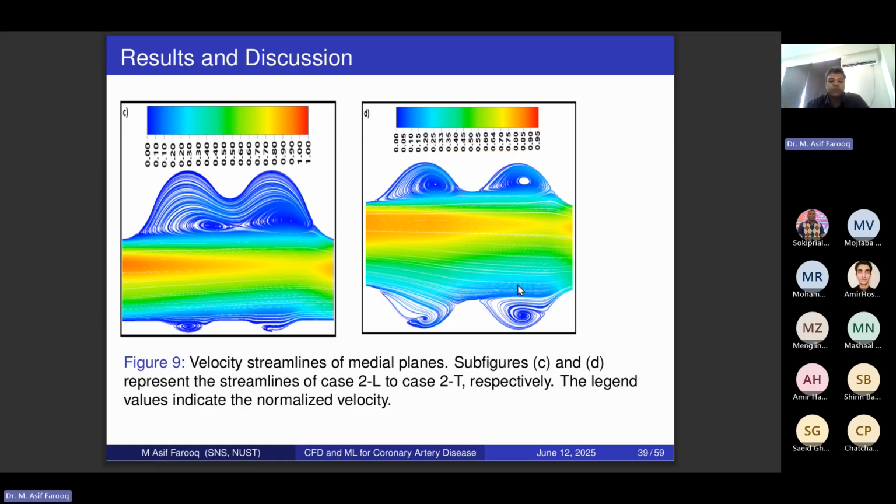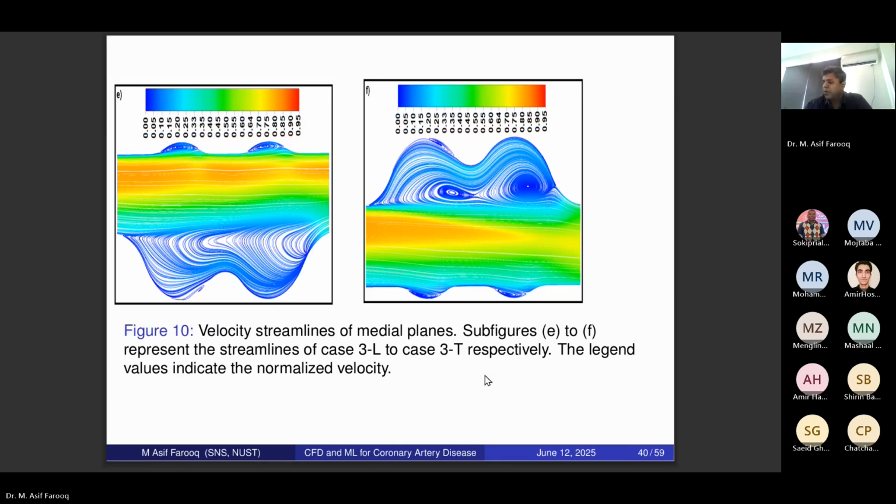And these are some of the cases for case 2L and 2T as well. These are the same thing. Okay. And you can see the recirculation is in the aneurysm.